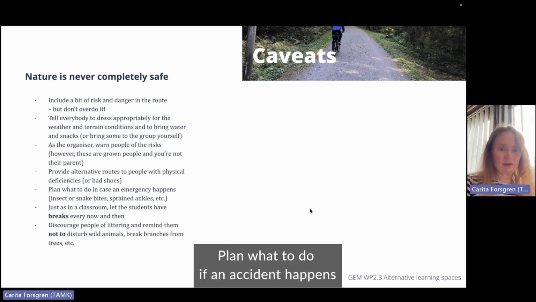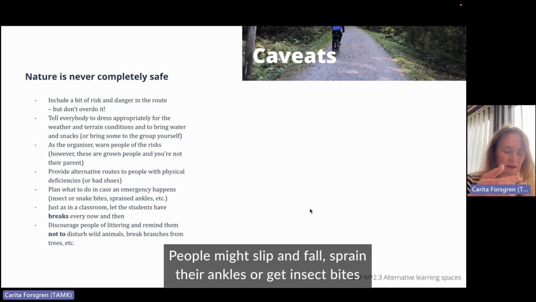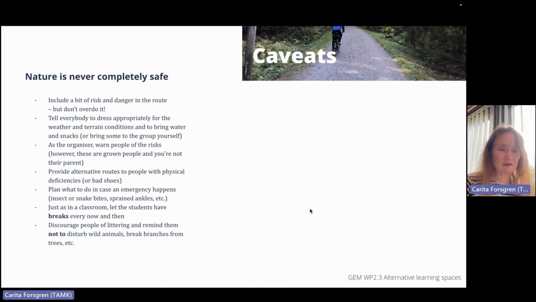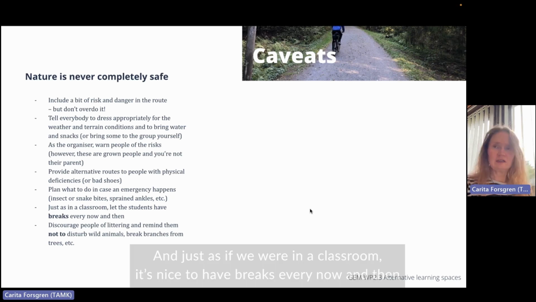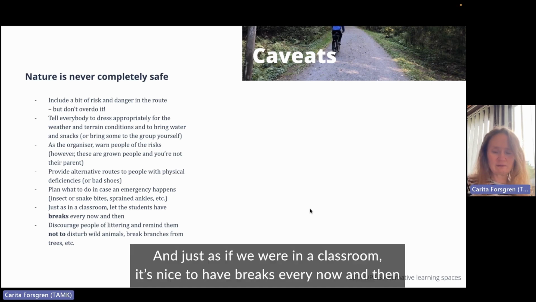Also plan what to do if some accident happens. People might slip and fall and sprain their ankles or get insect bites, all kinds of stuff. So you should know what to do then. Just as if we were in a classroom, it's nice to have breaks every now and then.